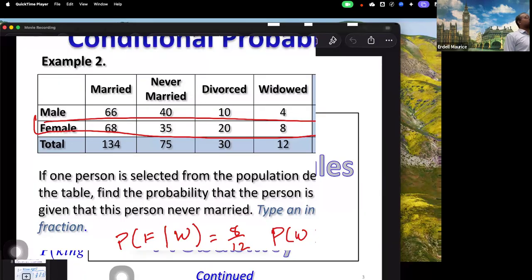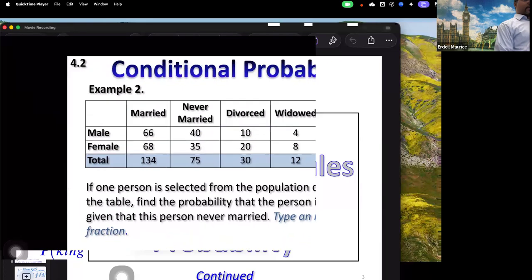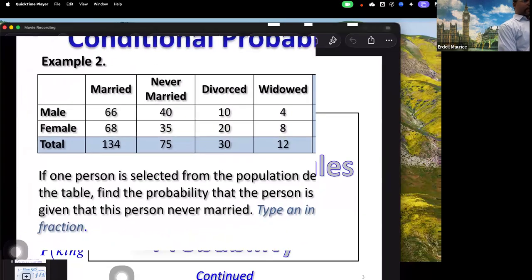Question? All right, then, that means I need to try again. You're looking at me funny. That means I try again. What's the probability of never being married given that you are female? Anybody else want to give an answer? People in the back. Anybody back there want to give an answer?